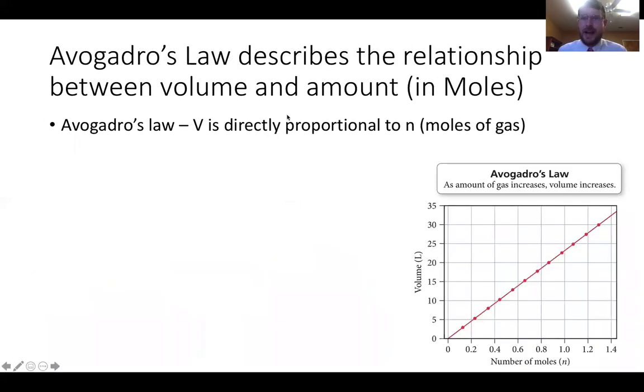So then what is Avogadro? Man, we're coming back to Avogadro. Avogadro says that volume is directly proportional to the amount, the moles of the gas, right? So obviously the more gas you have as you blow up a balloon, the bigger the balloon is going to get because you have more gas.